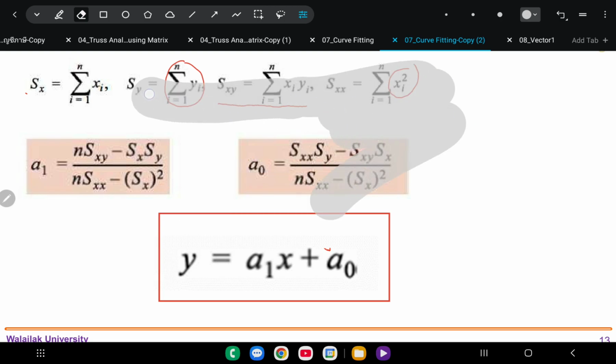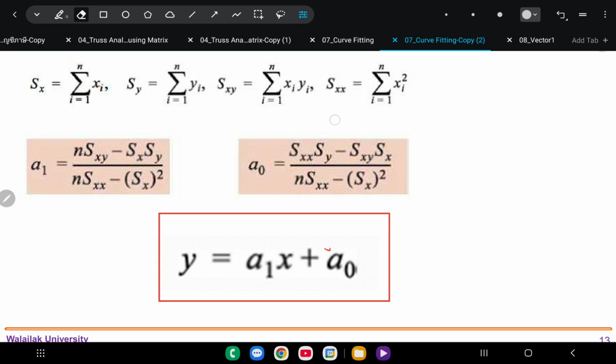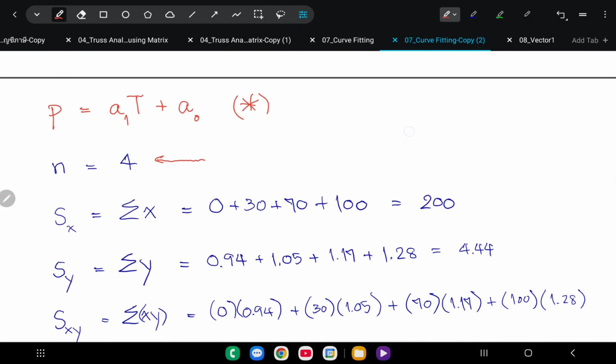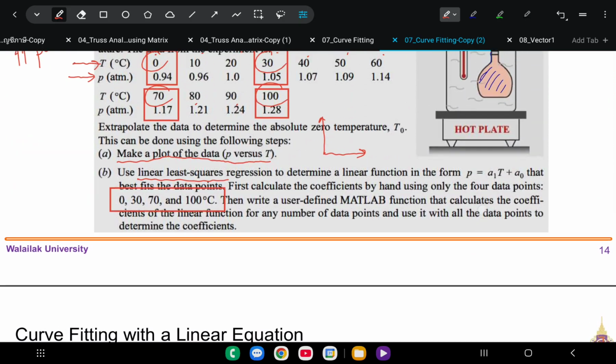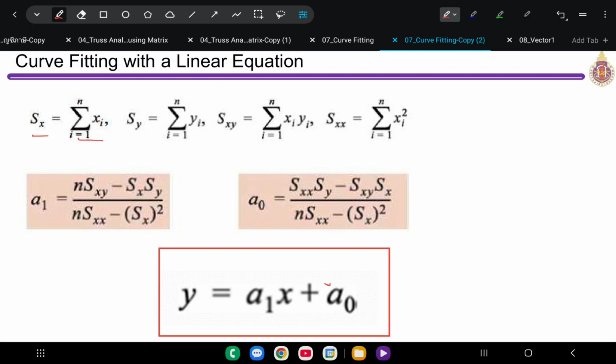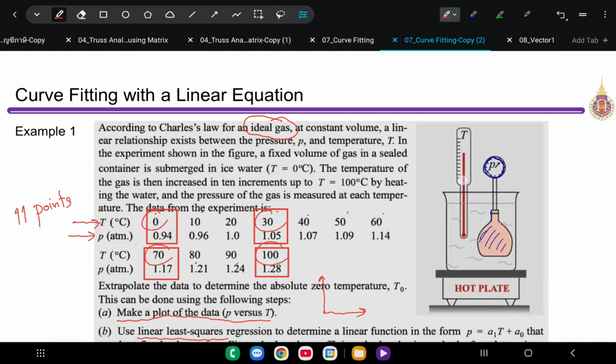Let me delete this to keep it clean. So you have to find Sx. Sx is the summation of x. So we have x, x, x, and x, and you add them together: 0 plus 30 plus 70 plus 100. You get 200. This is Sx. The next is Sy. Sy is the summation of y.